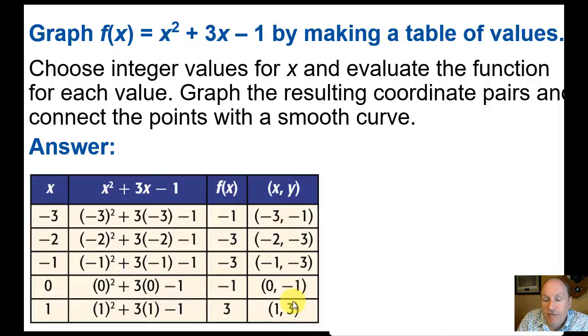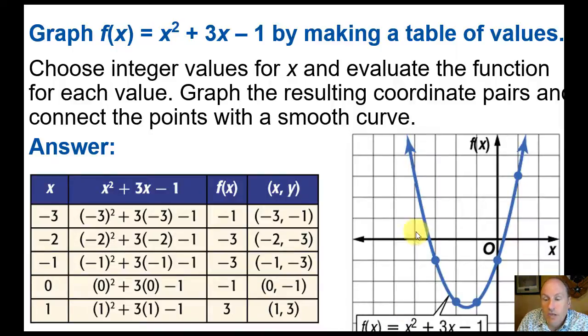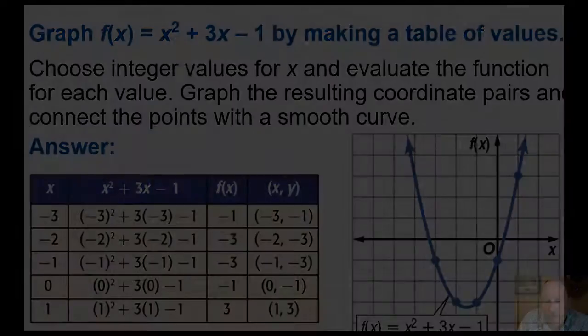So if we take this set of 5 points, and 5 is a good number of points to be able to sketch your parabola, assuming you have picked good points to do so, and graph these 5 points, then we get this parabolic shape here, all the way from negative 3, negative 1, negative 2, negative 3, negative 1, negative 3, 0, negative 1, and 1, 3. That's how we graph a parabola. 5 points, well chosen, should be enough to give you that shape.